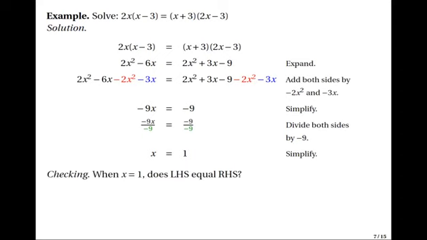So when x equals 1, do we have equality on the left-hand side and on the right-hand side? In here, you just have x equals 1. So you have 2 times 1 times 1 minus 3. And then for here, you have 1 plus 3 times 2 times 1 minus 3. And you will end up with negative 4 on both sides of the equation. And therefore, you have the solution, x equals 1.